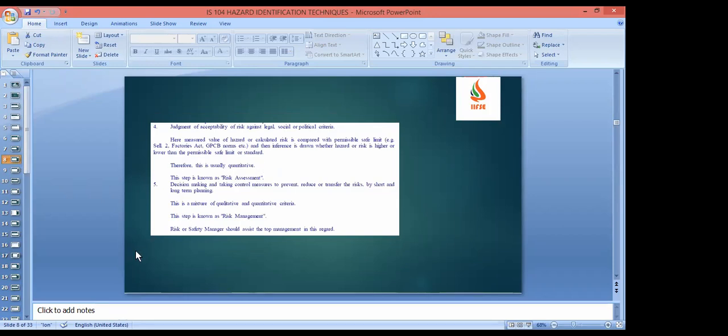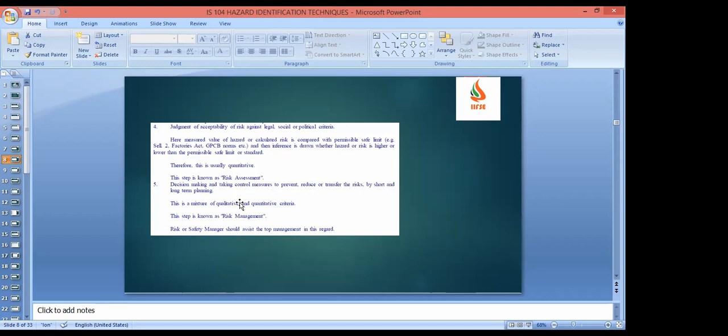If you see the risk assessment, as of now we have seen the risk analysis. In an assessment, there is decision making and also taking control measures to prevent, reduce or transfer risk. This is a mixture of qualitative and quantitative criteria, and this step is known as risk management. The risk or safety manager should assist the top management in this regard.